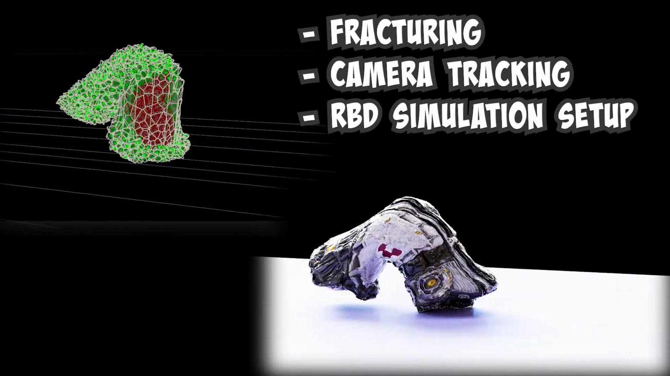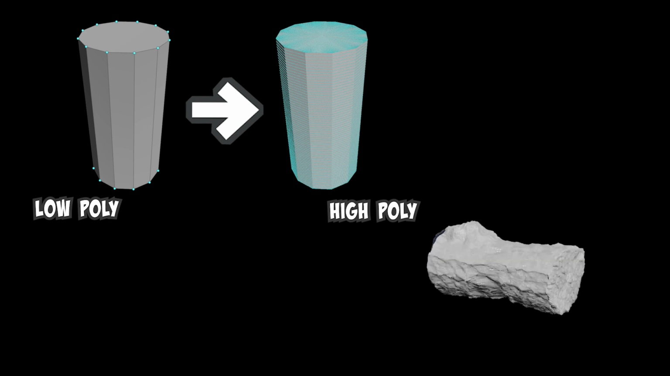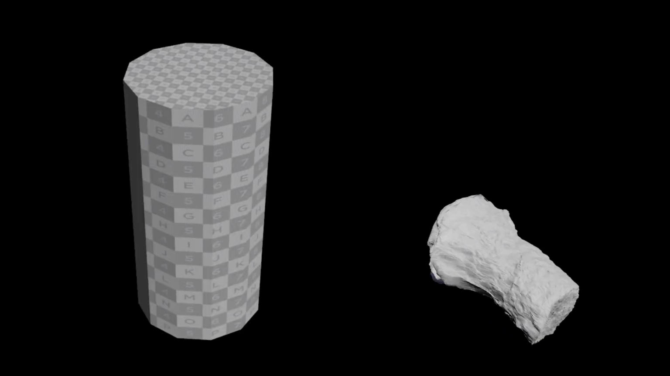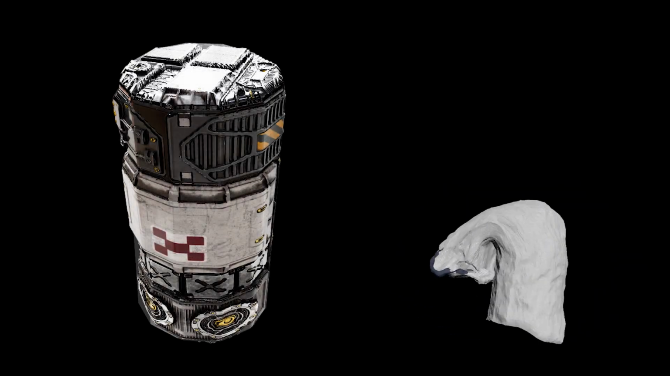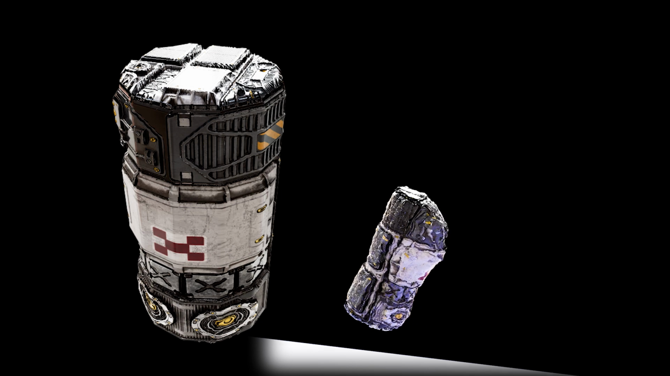In the next video, we'll swap out the low poly geometry for a high poly one, and you'll get to see the RBD deformations. And in the last step, we'll set up the UVs in Houdini, throw in some textures from Substance Painter, and you'll really get to see the scene come to life being rendered in Redshift.